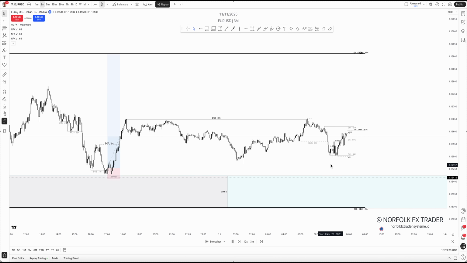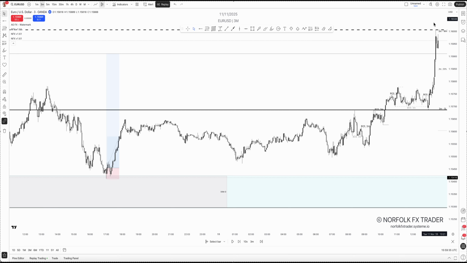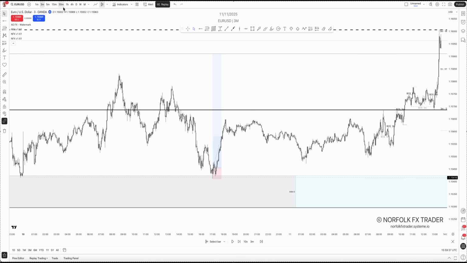Okay, we drop back down again. Another sweep of a low again. This one here, we push higher and we break that high again. And that's how the market is going to move all the time with liquidity. But what we're looking at here is a longer term trade, and then we take that high. So we're looking at a 30-minute trade here.